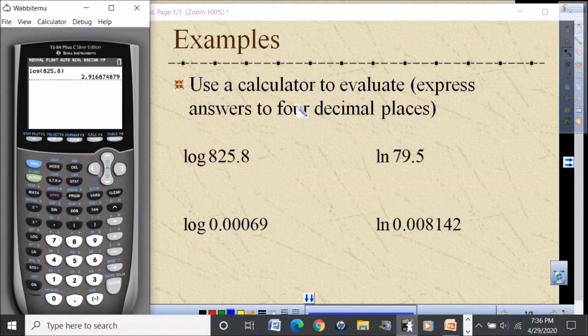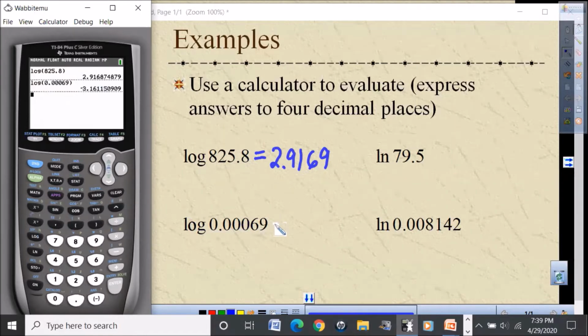2.91687. Now, usually when you are evaluating a log, you'll have some kind of accuracy that's asked for. In this case, we're going to express each answer to 4 decimal places. So we'll write 2.9169, rounding up to 9. For the next example, let's do the log of 0.00069. We get negative 3.1612, and then I'll round the next digit up to 2.